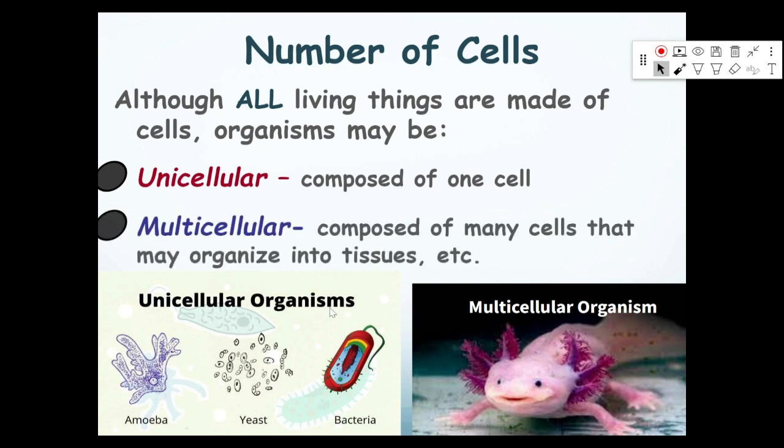And then here you have multicellular. These are organisms that are composed of many cells that may organize into tissues, etc. And so here you have this axolotl. I'm using an animal here, but remember, multicellular organisms can also be plants.